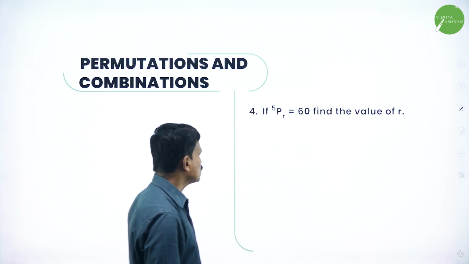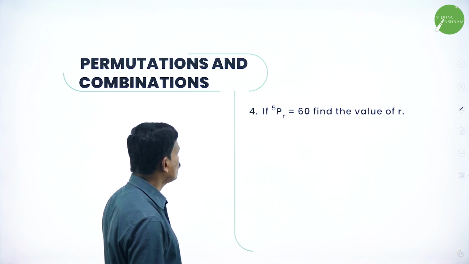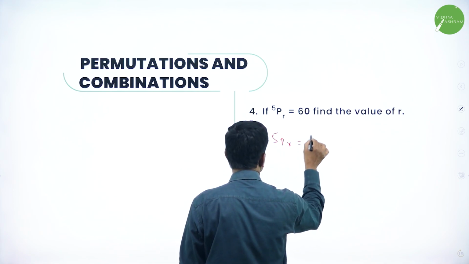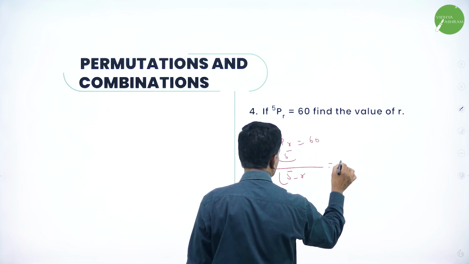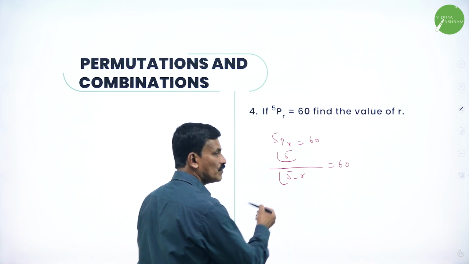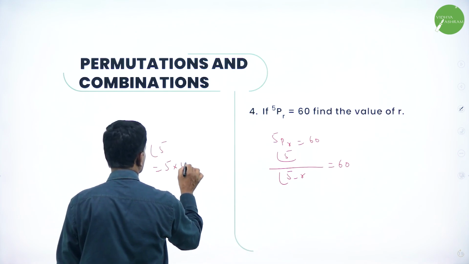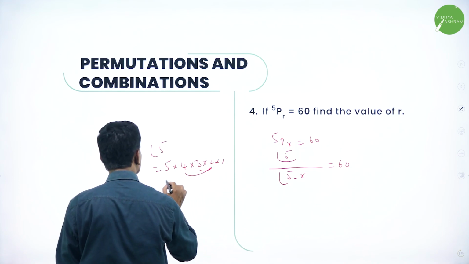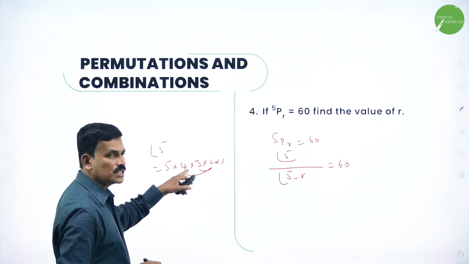If 5PR is equal to 60, find the value of R. Now listen, what is given? 5PR is equal to 60 means 5 factorial divided by 5 minus R factorial is equal to 60, right? So here, very simple. You know what is the value of 5 factorial? Factorial of 5 is 5 into 4 into 3 into 2 into 1. So 3 twos are 6, 6 fours are 24, into 5 is 120.